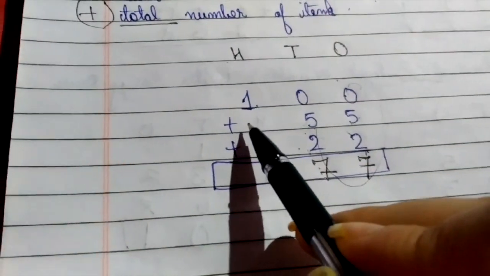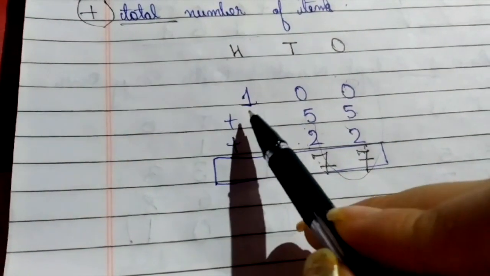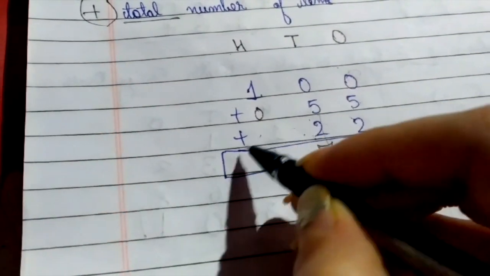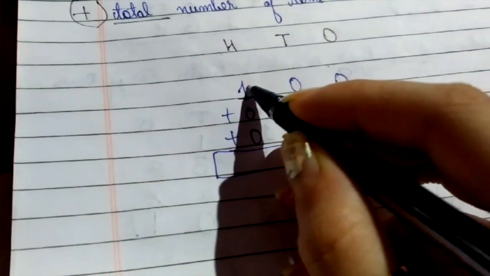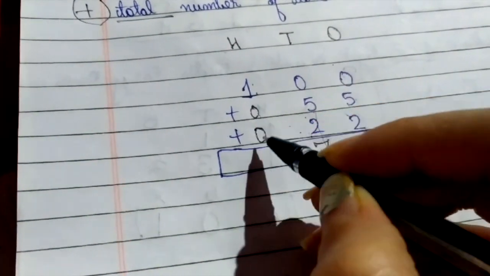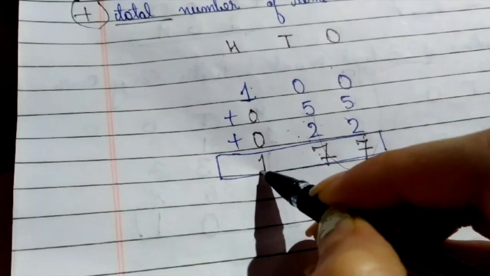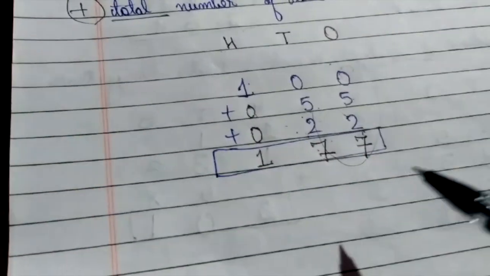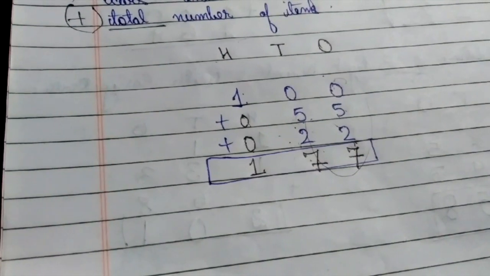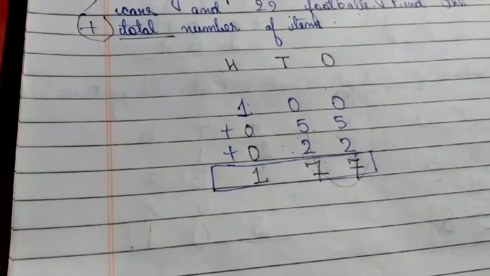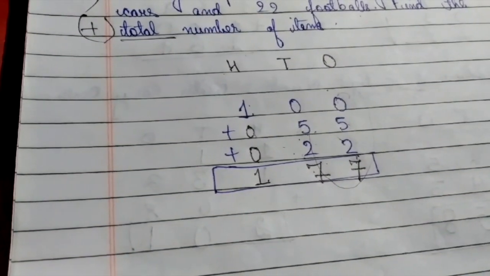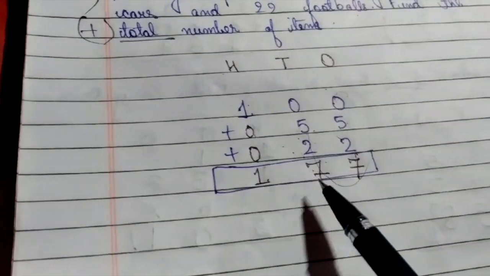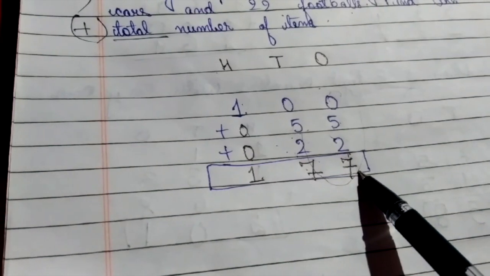Now we move to the 100 place. In the 100 place we have 1. Here nothing is present, that means here it is 0. Here also nothing is present, that means here is 0. So 1 plus 0 is 1. So by adding teddy bears, cars and footballs, we get 177. That means in the toy shop there were 177 items in total. That means 100, 7 tens and 7 ones.